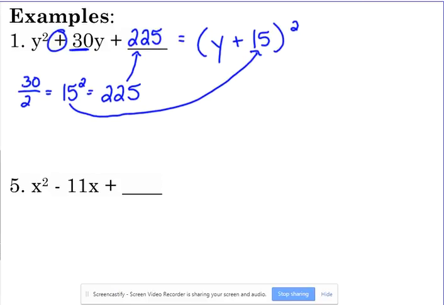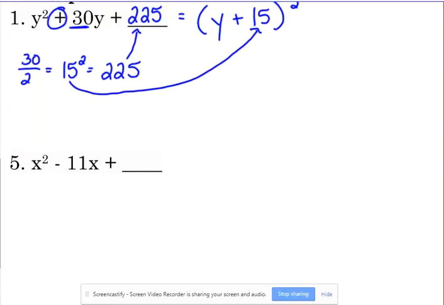Now, sometimes, let's look at number 5, sometimes b is not evenly divisible by 2. For example, 11 is not evenly divisible by 2. So what do we do? Well, we still do it the same way. It's just we're going to end up with a fraction, okay? So we divide b by 2. 11 divided by 2 doesn't divide evenly, so we've just got to leave it.